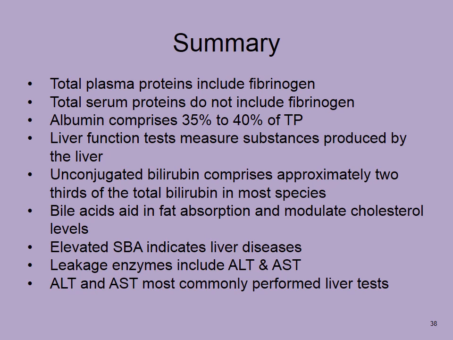So just a summary of what we've gone through so far. Total plasma proteins include fibrinogen, total serum proteins do not. Albumin makes up 35 to 40% of total protein. Liver function tests measure substances produced by the liver. Unconjugated bilirubin comprises approximately 2/3 of the total bilirubin in most species. Bile acids aid in fat absorption and modulate cholesterol levels. Elevated serum bile acids do indicate liver diseases, not specifically though. And if we're looking for leakage enzymes, ALT and AST are the ones we'll evaluate first. ALT and AST are the most commonly performed liver tests.